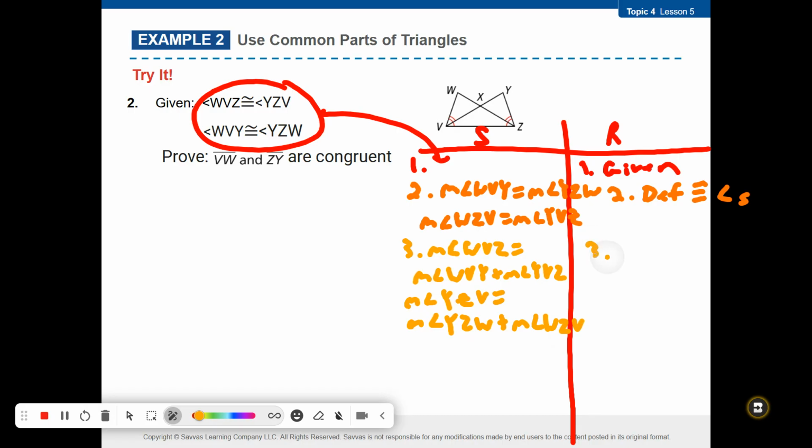What's the reasoning behind that? What did I add? What did I put here? Angle addition postulate? Very good. Angle addition postulate.